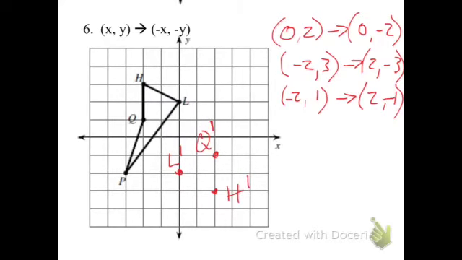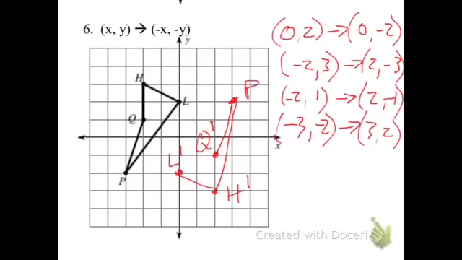Q prime. And P is currently at -3, -2. Switch the sign on both of those to get 3, 2. And so we go to 3, 2. And there's my new P. And once you have all that, you can draw your beautiful figure.